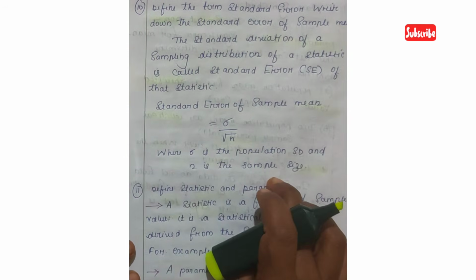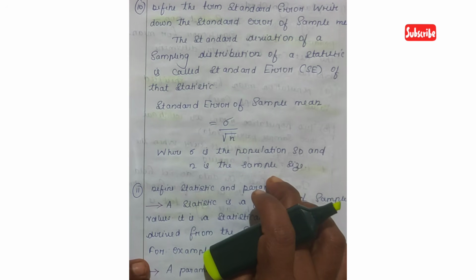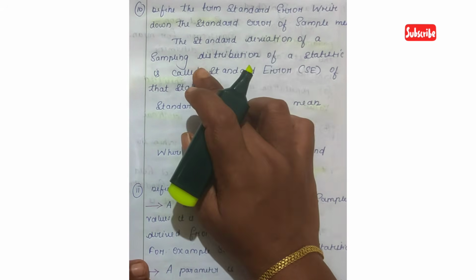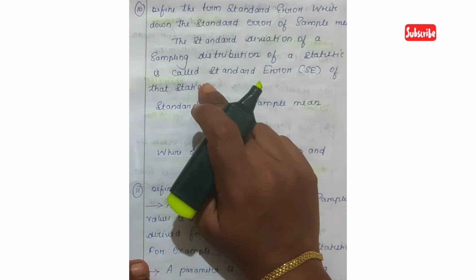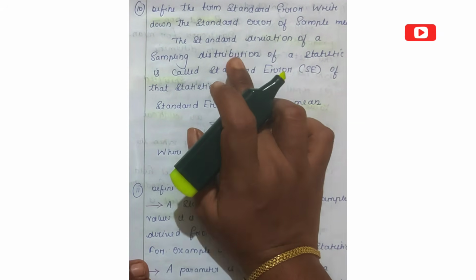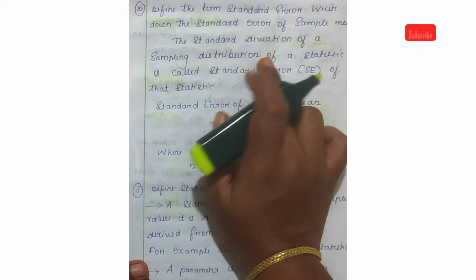Next question. Define the term standard error. Write down the standard error of sample mean. Standard deviation of a sampling distribution of a statistic is called standard error of that statistic.